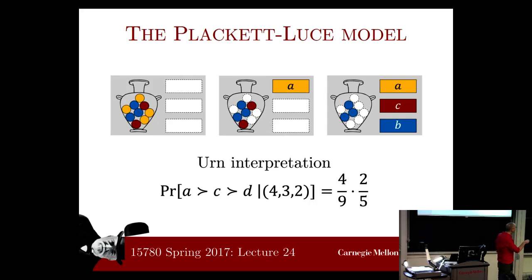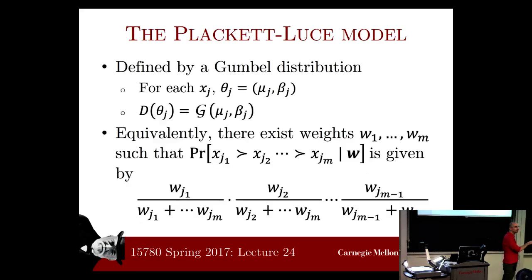And then we had to choose a red ball when we had 5 balls. So that's 2 over 5. So that's the probability of getting this ranking given these weights or number of balls, which is exactly this thing. Okay, so this urn interpretation is exactly this interpretation, which is equivalent to the Plackett-Luce model with the Gumbel distribution, if you happen to know what that is.